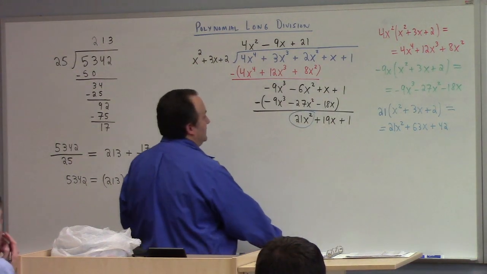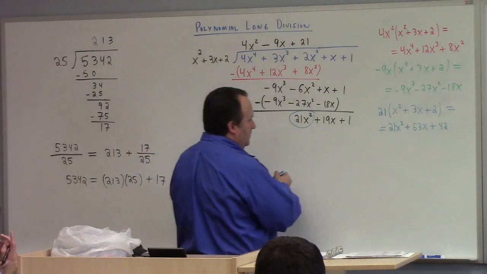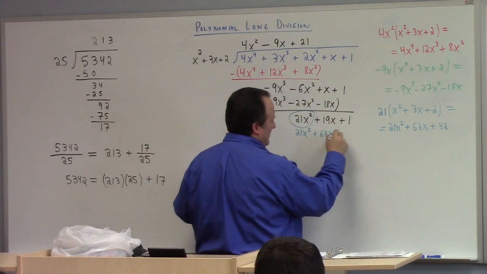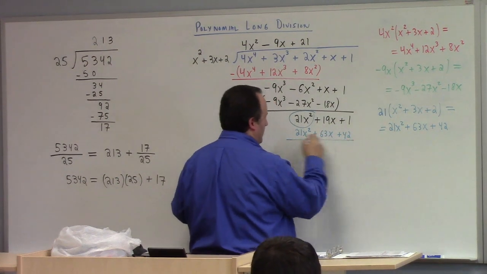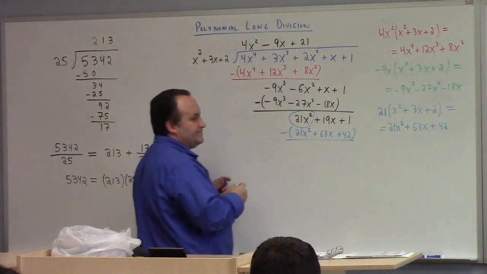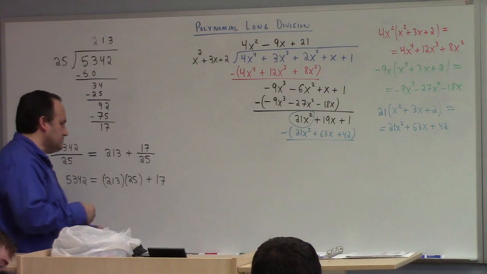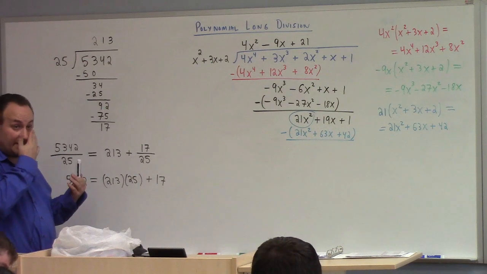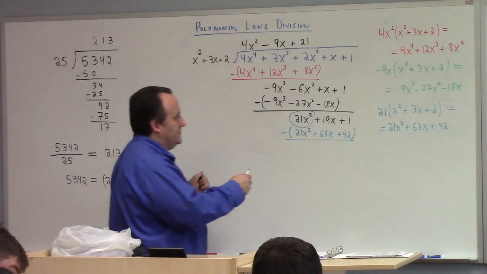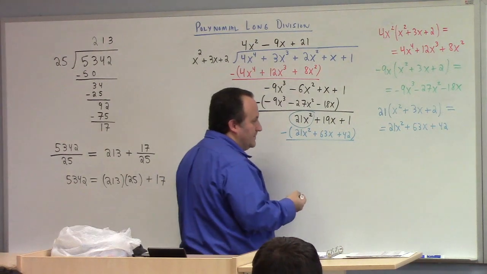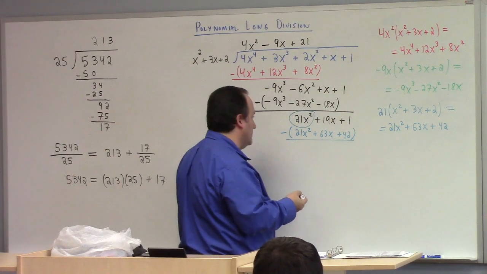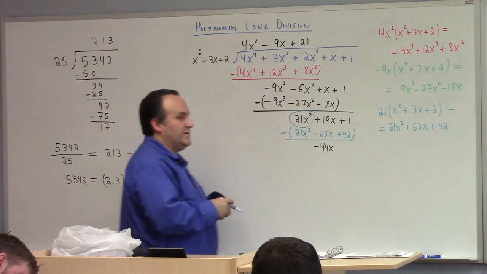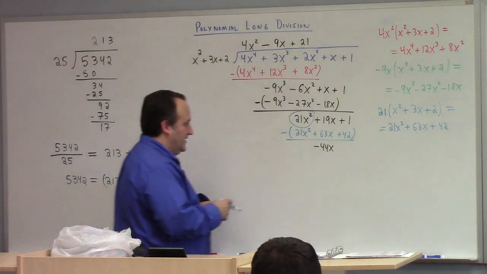So that's what makes me put 21x squared plus 63x plus 42 down here. We have to subtract that. So when we subtract that, what happens? Well, the 21x squared cancels, all right? And what's 19 minus 63? Minus 44, minus 44x. And what's 1 minus 42? Well, it's minus 41.